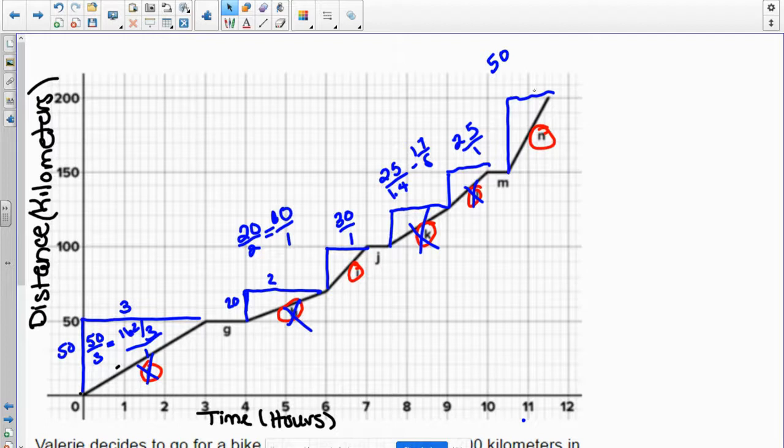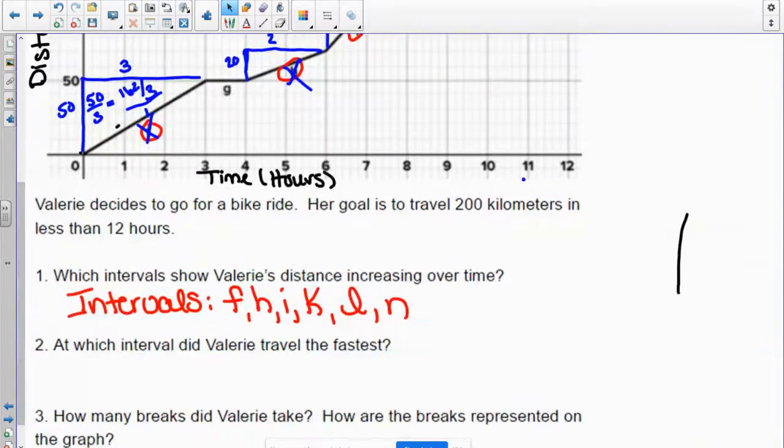Because it's 115, that's 200. It's the time here. I'll look at down here. Let's go 2, 4, 6, 8. 2, 4, 6, 8, and 1. So we're going to go 50 over 1. It's close. But I could tell that this was going to be your steepest because you kind of look at all those increasing. This one has the steepest. So this is the math to prove it. So which interval is Valerie traveling the fastest? That would be interval N.